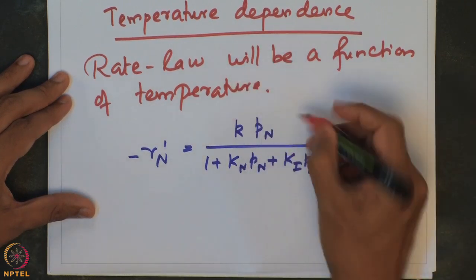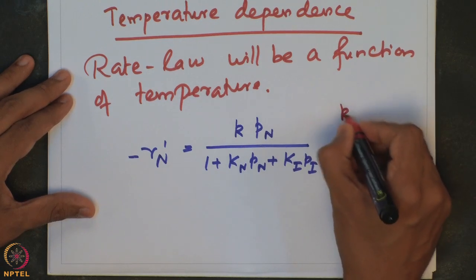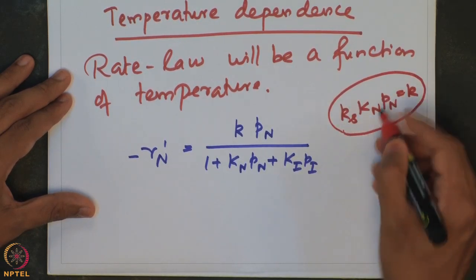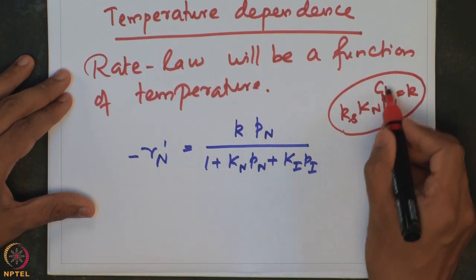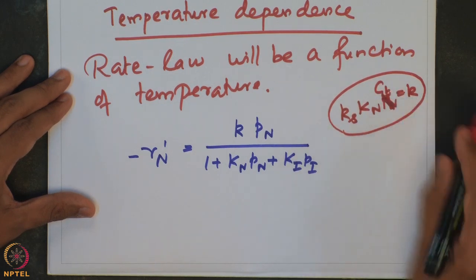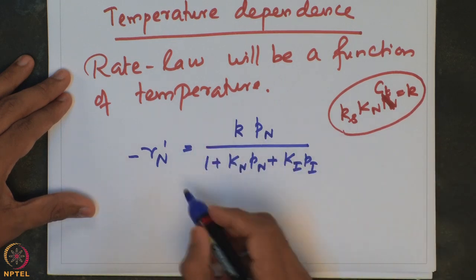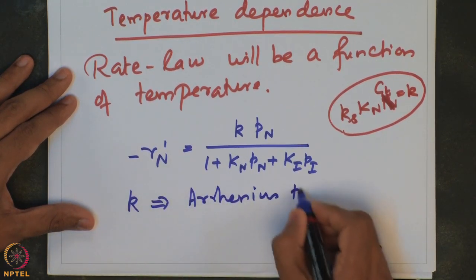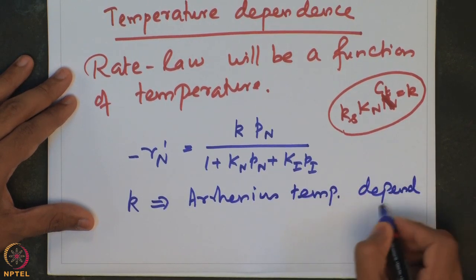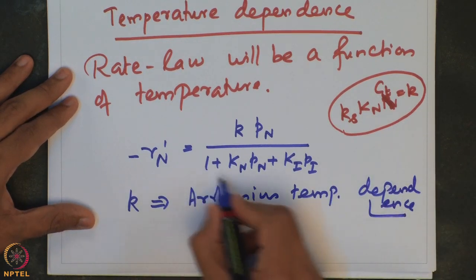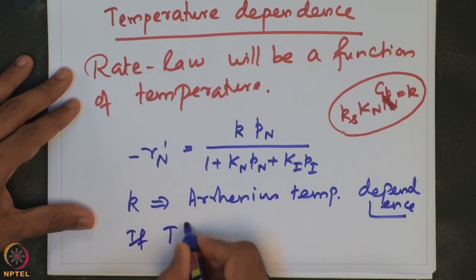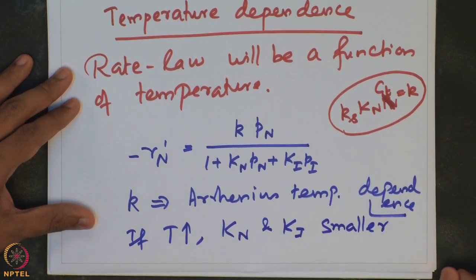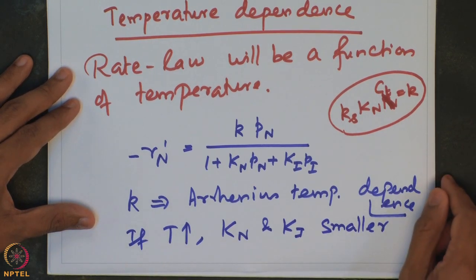What we have done is essentially pooled the different rate constants in the numerator. We said that Ks, Kn into Ct, where Ct is the total concentration of the active sites, is equal to k, and clearly this rate law will be a function of temperature, and in fact this k follows Arrhenius dependence. Whereas the adsorption of the species is also exothermic. So, if temperature increases, then Kn and Ki become smaller. That is the typical relationship with temperature, and so clearly the rate law also is a function of temperature.